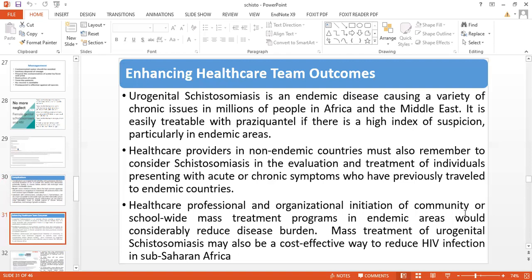Health professionals and organizations initiating community or school-wide mass treatment programs in endemic areas would considerably reduce the disease burden. Mass treatment of urogenital schistosomiasis may also be a cost-effective way to reduce HIV infection in sub-Saharan Africa.